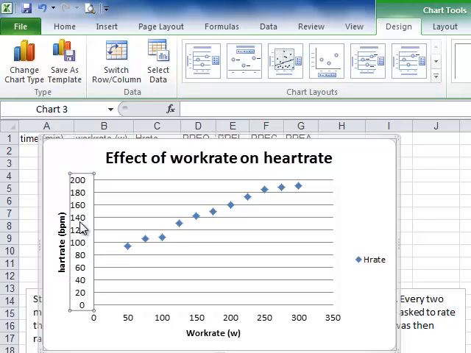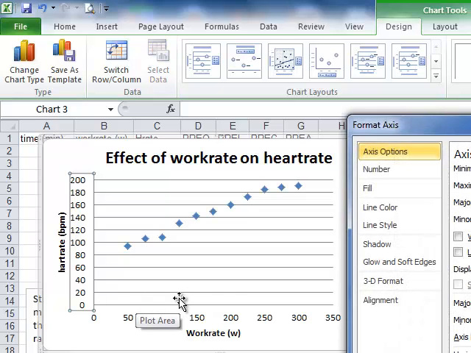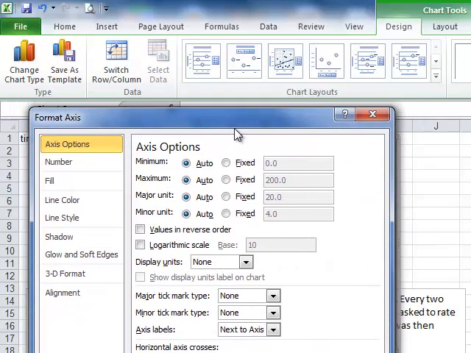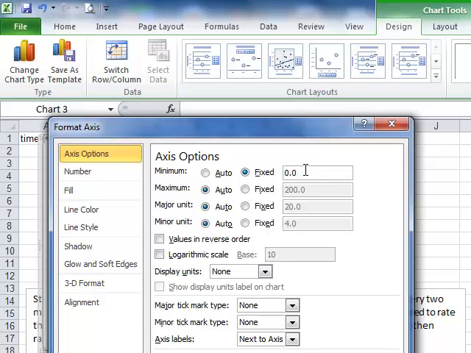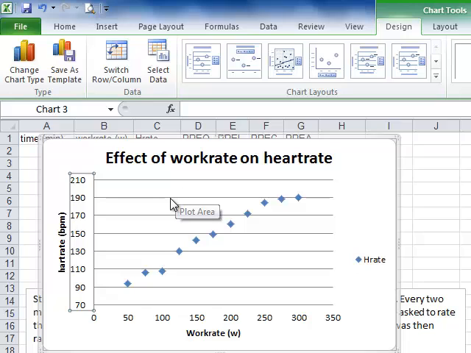So click on the axis using the left mouse button, right mouse click, Format Axis. I'm going to set the fixed rate to 70 beats per minute for the minimum, and then OK. OK, so that shows the data better on the graph. I want to get rid of this point from the regression line, but also show it on the graph, and also want to get rid of these 2 points.